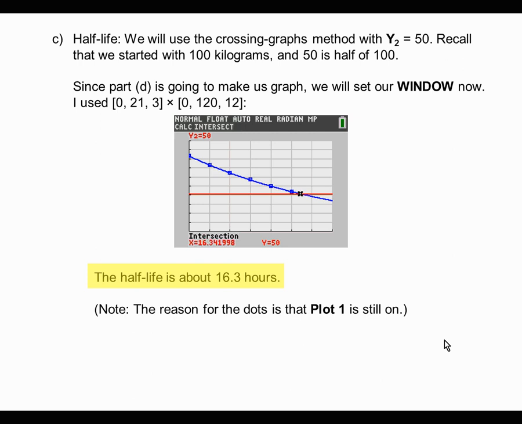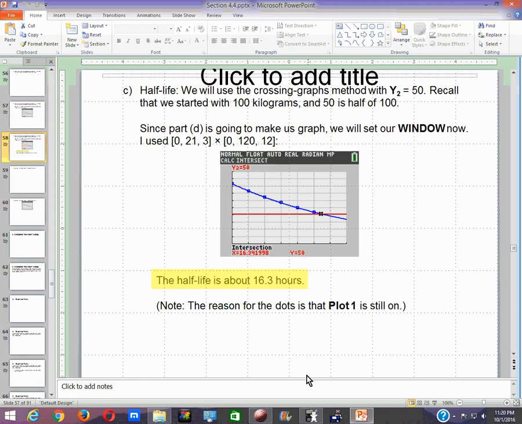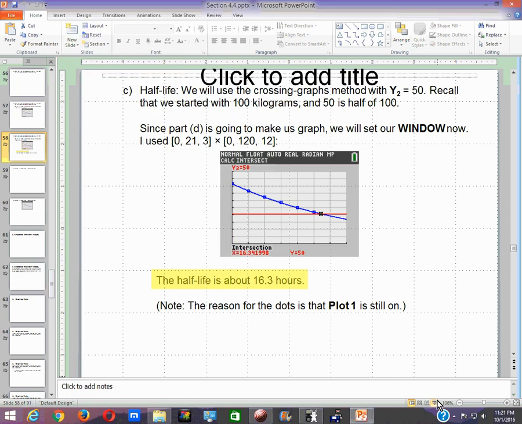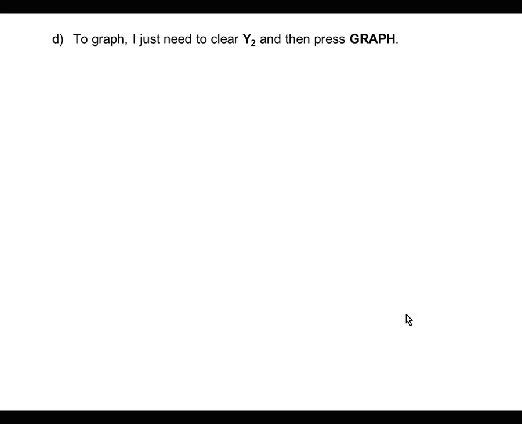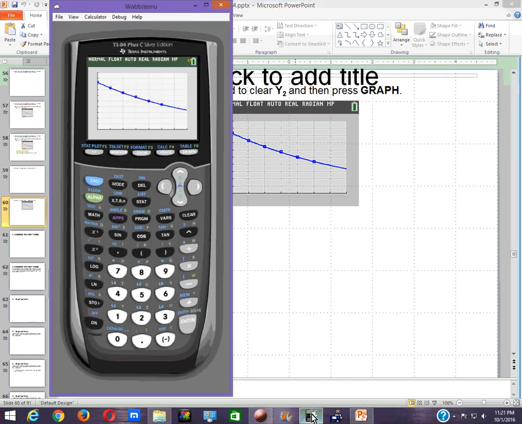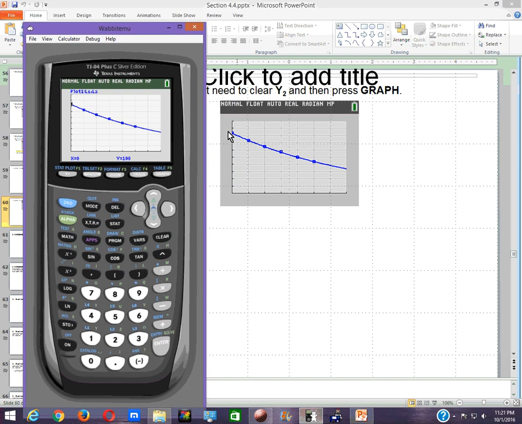Remember, for question D, we just want to plot the data and the graph. We just have to go in there and delete the y2 graph because we want to see that line. So for part D, let's go in here and turn y2 off. So y equal, just go ahead and clear it out. And then graph again. There. And that does look like what my calculator drew, right?